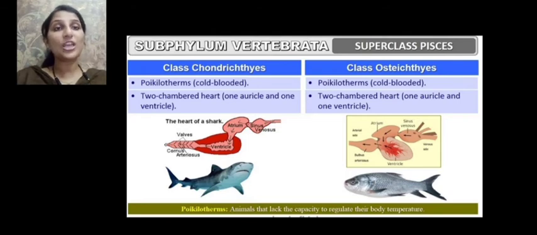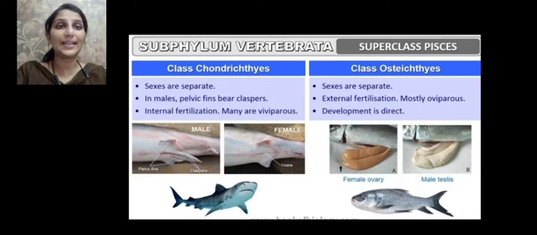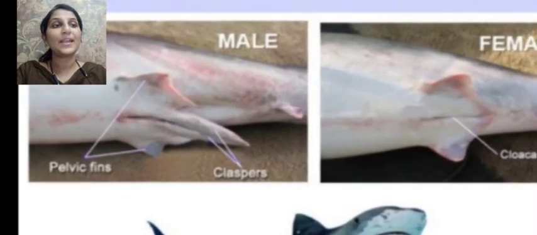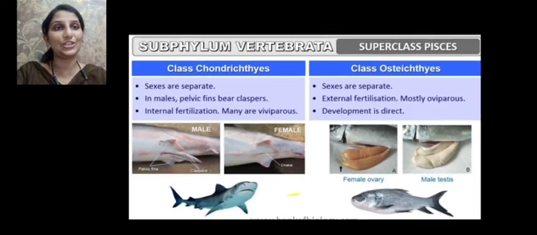The number of chambers in the heart of Chondrichthyes is two, one auricle and one ventricle, and it is the same in the case of Osteichthyes, that is one auricle and one ventricle. Sexes are separate both in Chondrichthyes and Osteichthyes. In the case of Chondrichthyes, the male bears claspers on the pelvic fins. In the case of females, there is a cloaca, which helps in fertilization. In Chondrichthyes, the fertilization is internal and many are viviparous. Viviparous means they give birth to their young ones.